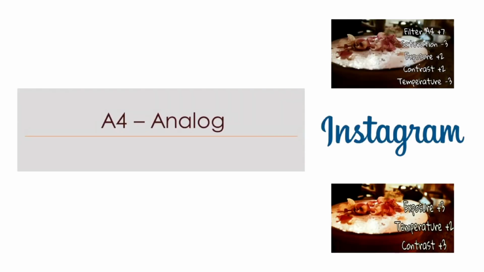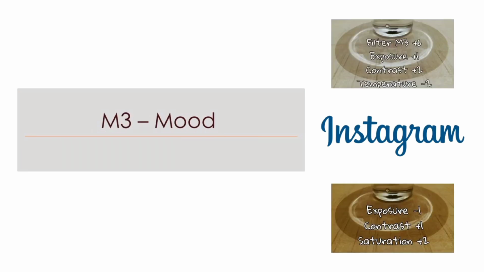First up is the analog filter named A4 in VSCO. This filter turns the color of your photo into a brown-like warm tone, giving it a vintage feel. Next is the mood filter called M3.